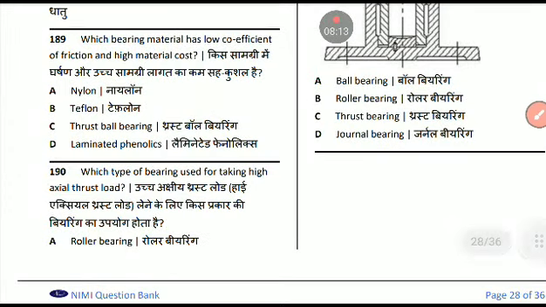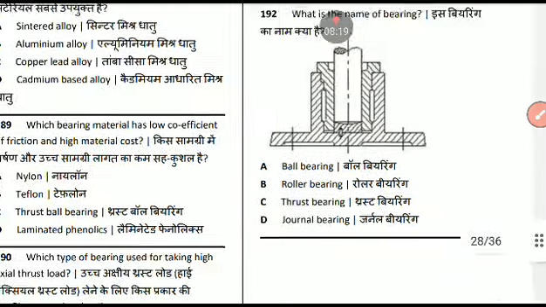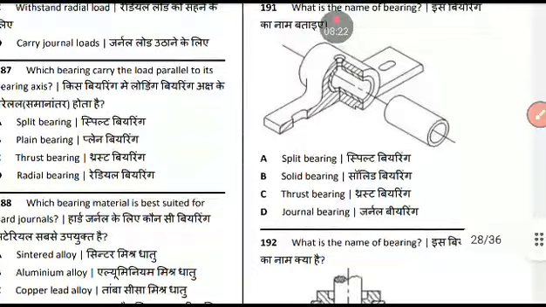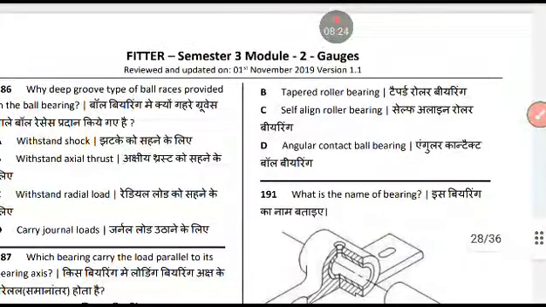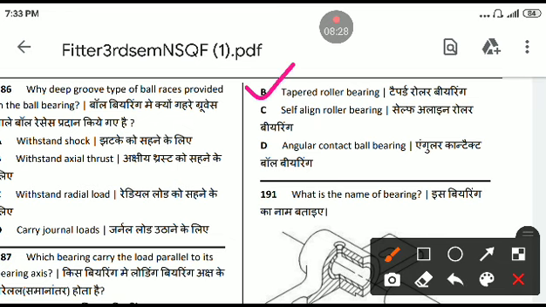Which type of bearing is used for taking high axial thrust? Roller bearing, tapered roller bearing. Option B, tapered roller bearing.